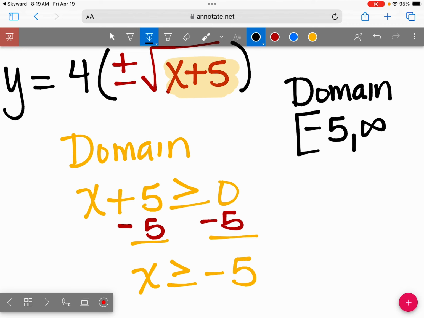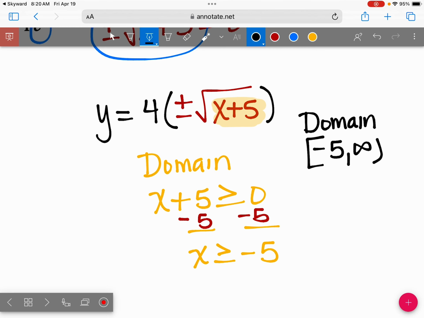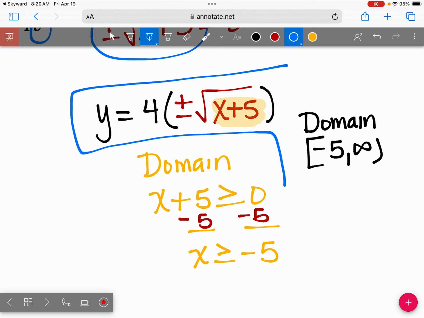Negative 5 gets a bracket because it can equal negative 5. Because if you put a negative 5 right here, negative 5 plus 5 is 0. That's the lowest we can go. So we can actually use negative 5, which is why we put a hard bracket, to infinity. So this is our answer.